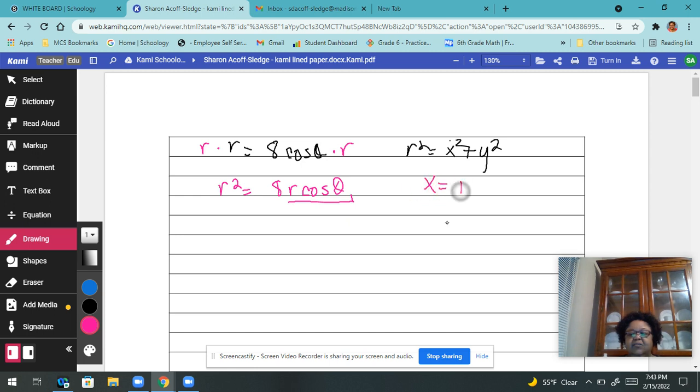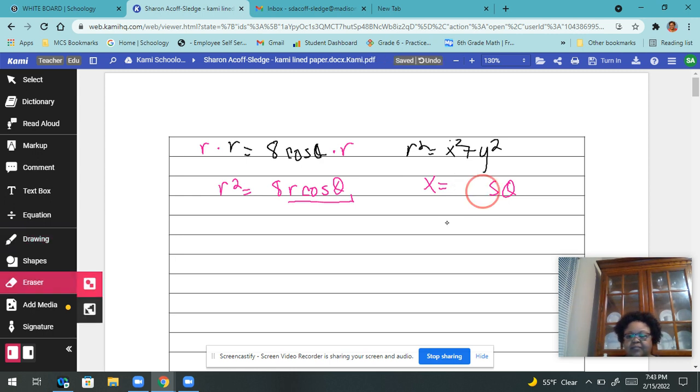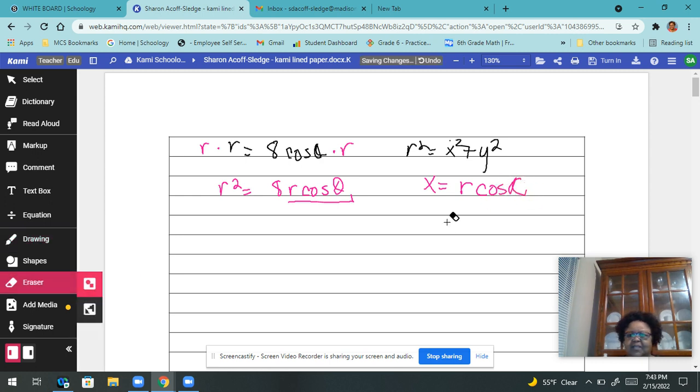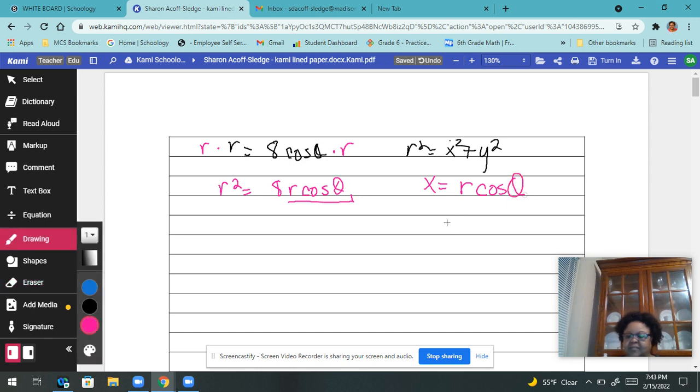I noticed something else. Remember, x is equal to r cosine theta. That does not look right. What is wrong with me today? That's supposed to be a theta. Okay, so x is equal to r cosine theta. So right here, I'm going to put an x. Okay, right there. So r squared equals 8x.